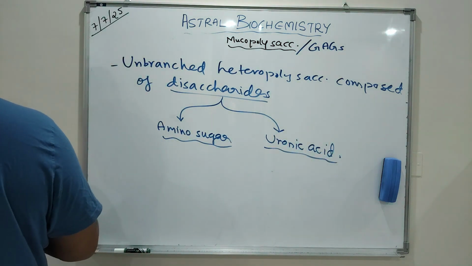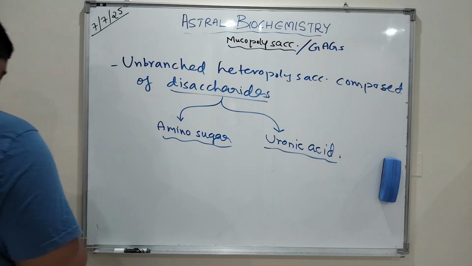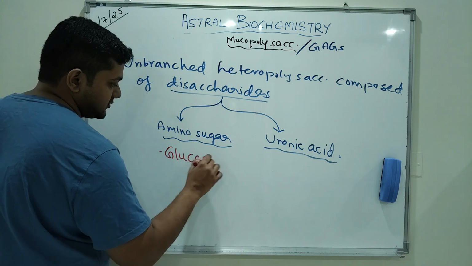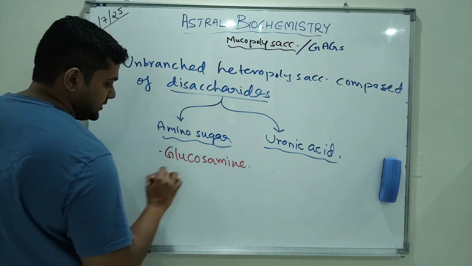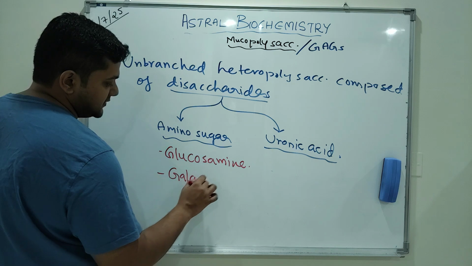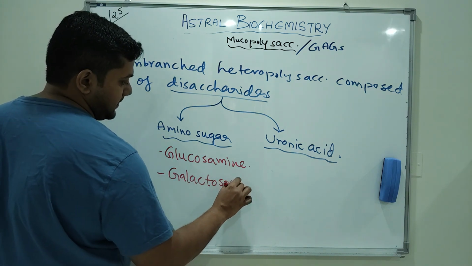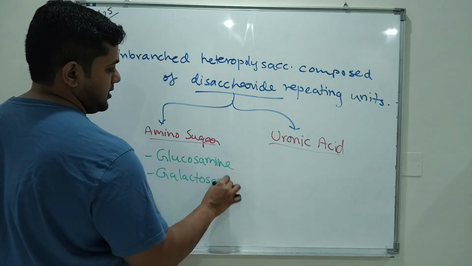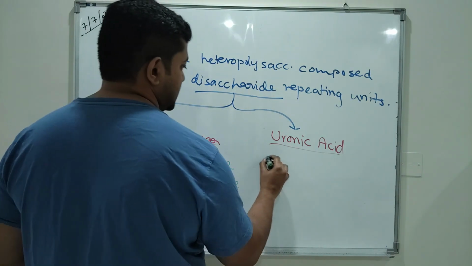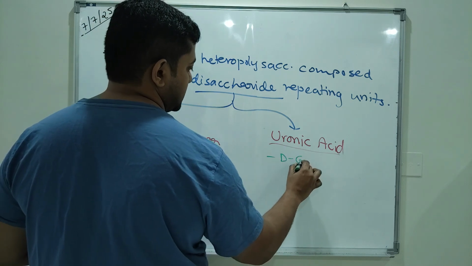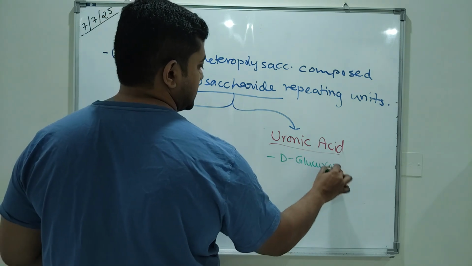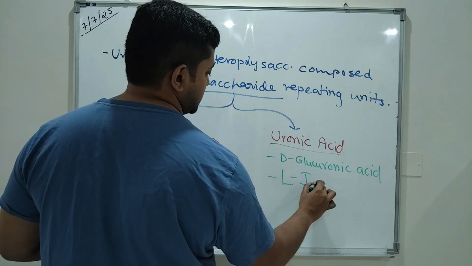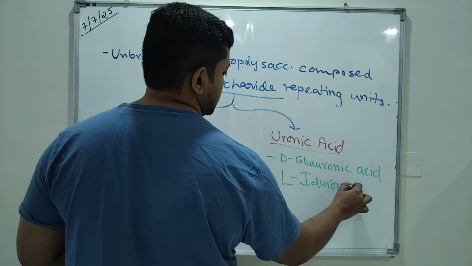Now what are the amino sugars that can be present here? One is glucosamine, N-acetylglucosamine, or simply glucosamine can also come, and galactosamine. Any of these can be present. The uronic acids we usually see are D-glucuronic acid and the second one is L-iduronic acid.